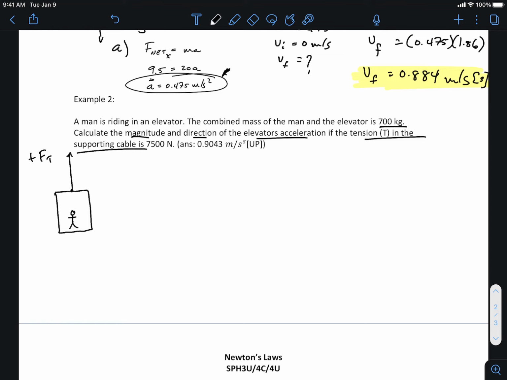And then I'm also going to have, from the middle, the weight, Fg, which is mass times gravity, right? And it told us what the mass of the elevator was with the person inside: m was equal to 700 kg. So we can figure out what Fg is. Fg is the mass, 700, times 9.8, negative 9.8.